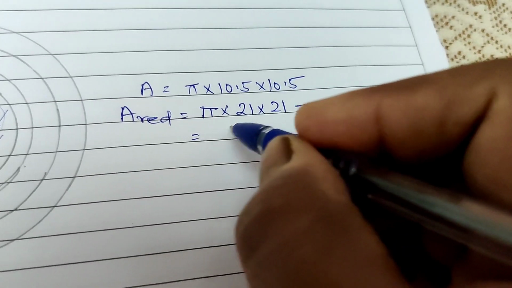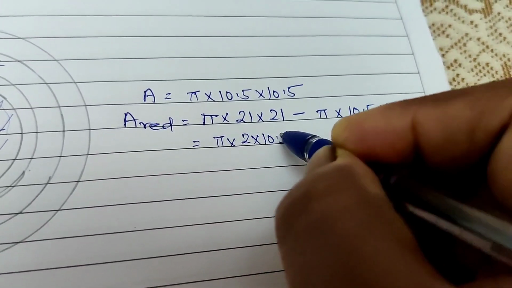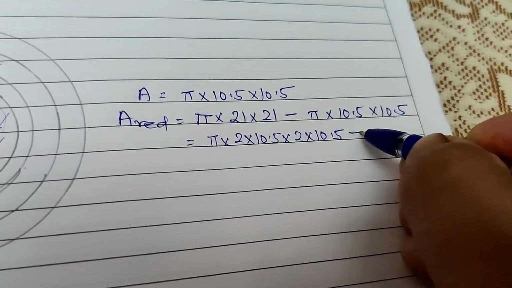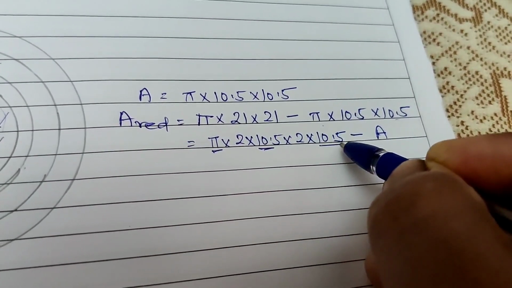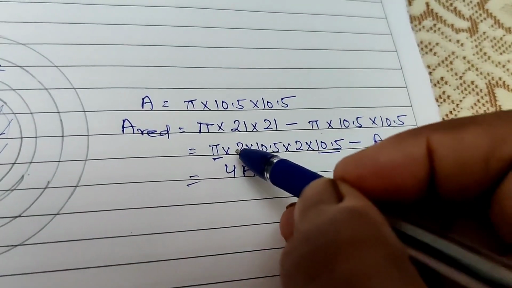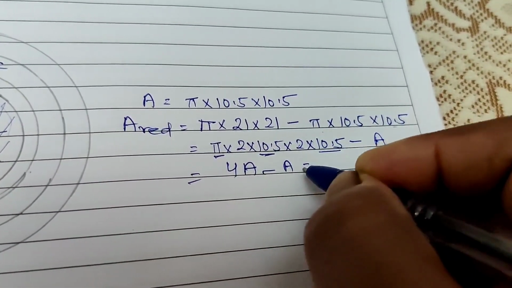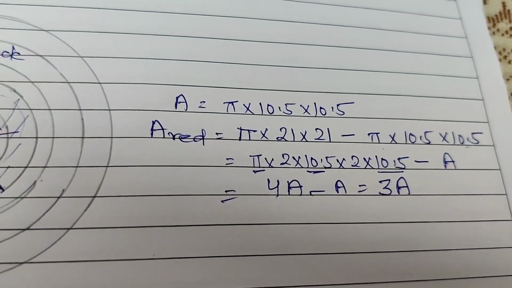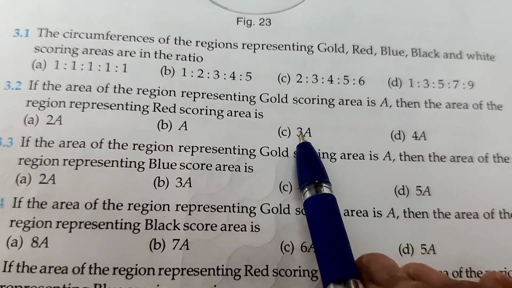This area we can write as pi into 2 into 10.5, 2 into 10.5, and this area equals A. Now A is pi into 10.5 into 10.5. It means this is 4A. How is it 4A? 2 into 2, 4. And this area equals A. So 4A minus A. The area of the red region is 3A. Clear? The area of the red region is 3A.